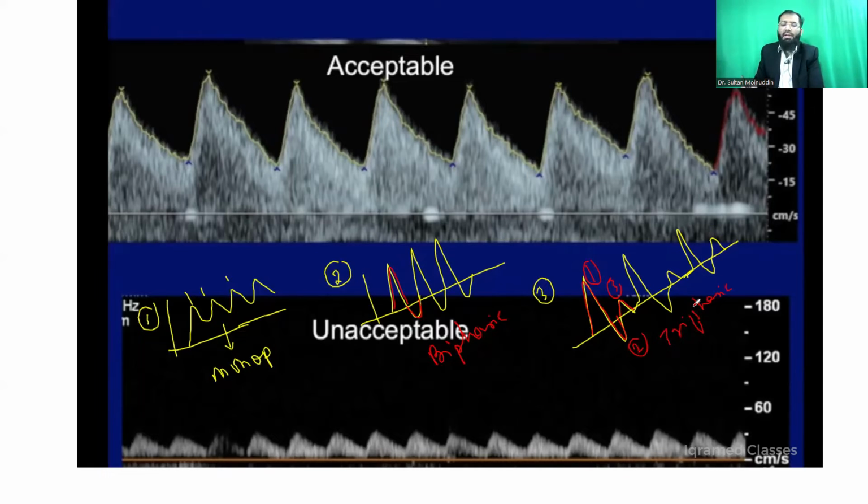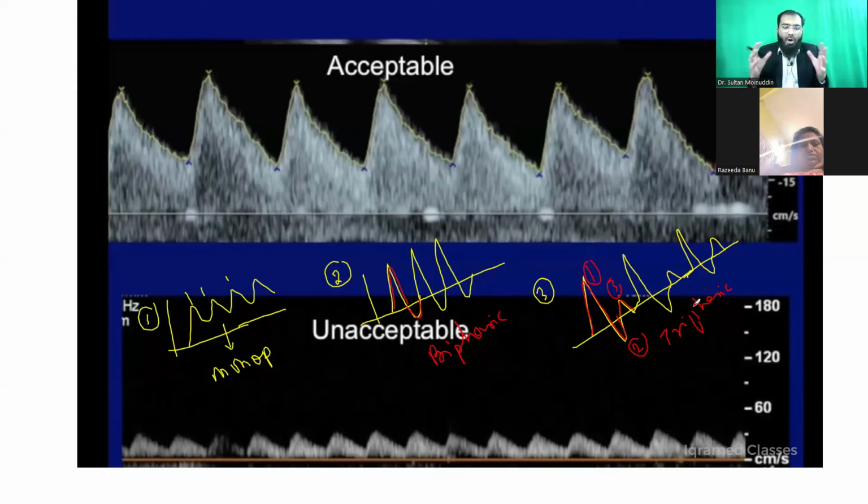There is a quadriphasic pattern also, where you have got four waves. So our body has got these patterns of waveform: monophasic, biphasic, triphasic, quadriphasic. Now for some organs monophasic is normal. For some organs monophasic becomes abnormal. Similarly, for some organs triphasic is normal, and for some organs triphasic becomes abnormal.